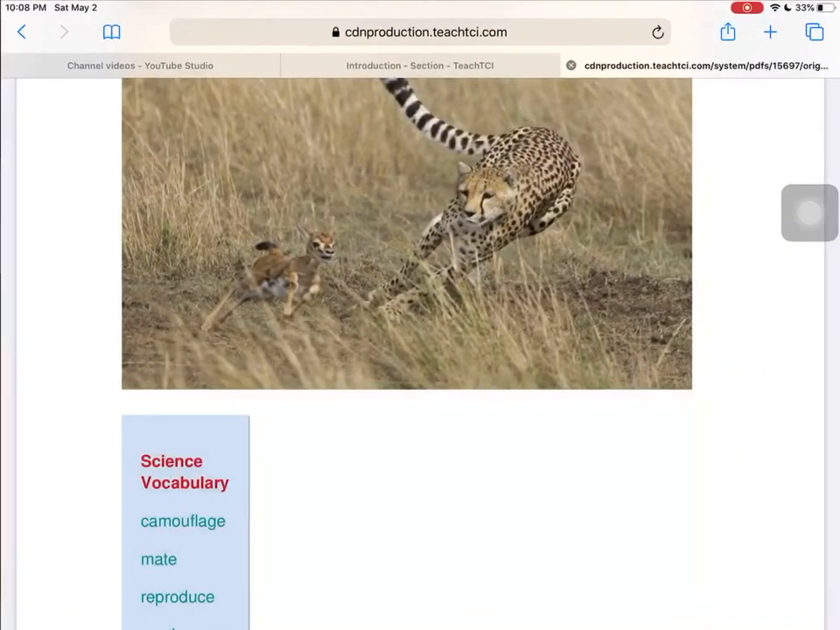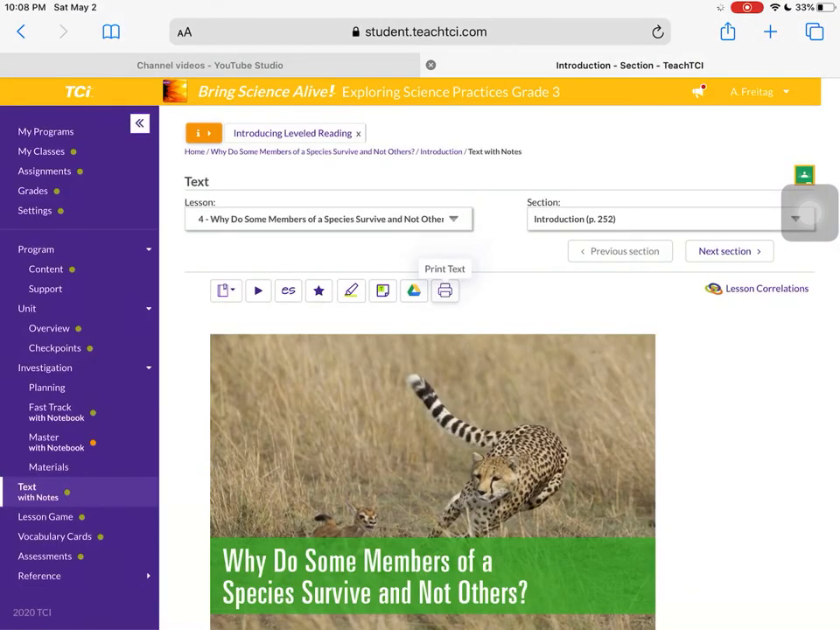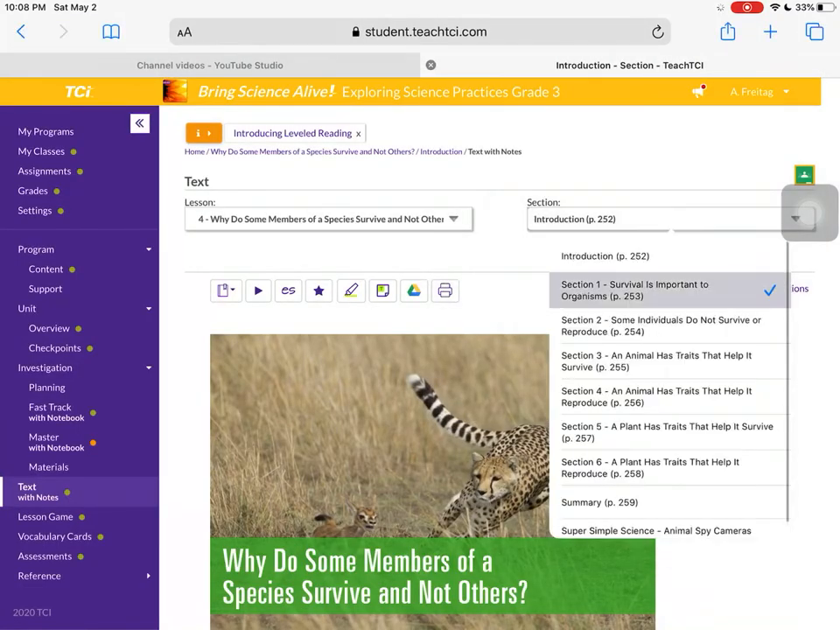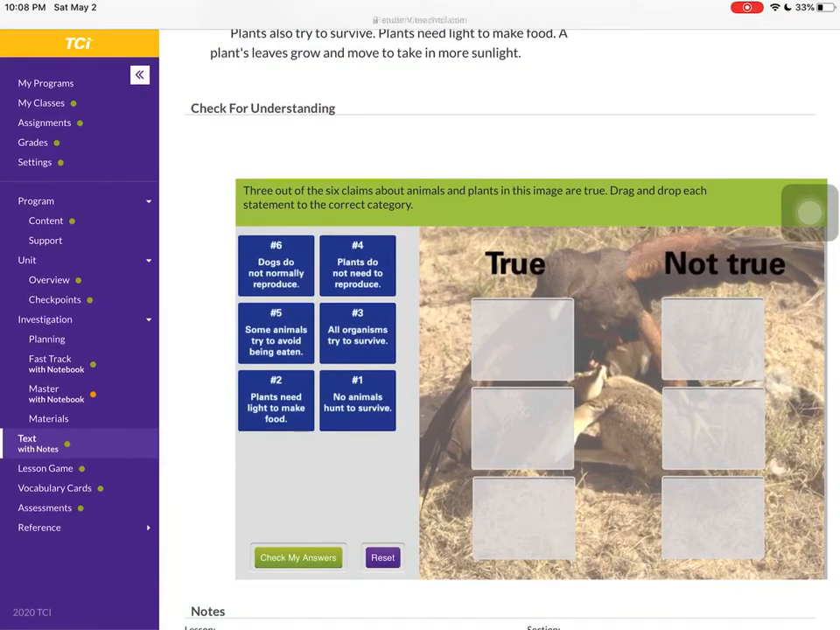Let's go back to TCI and see what the check for understanding looks like. I need to get out of this. Go back. Here we go. So click here, section 1. Oh, so true and not true. This looks fun. So 3 out of the 6 claims about animals and plants in this image are true.